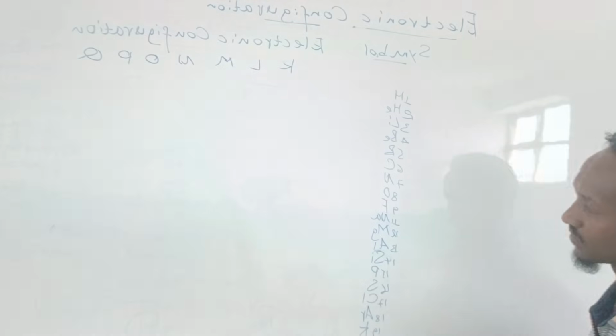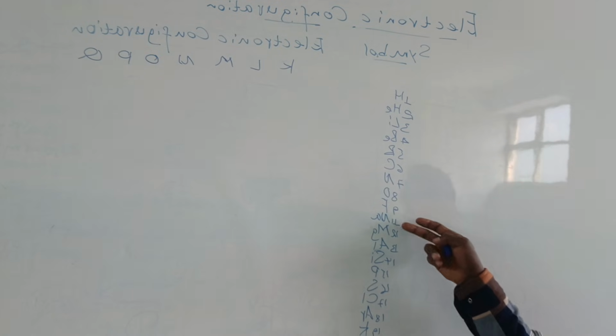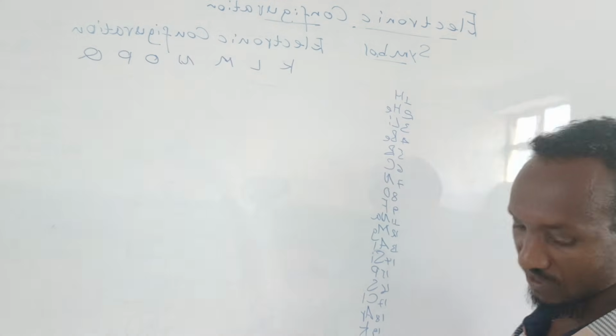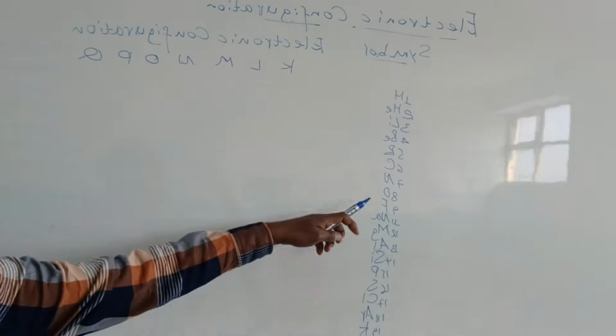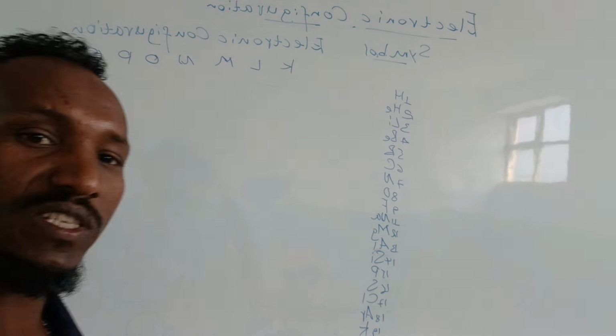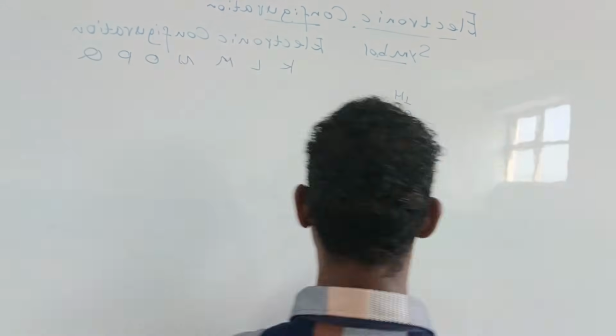These are the first 20 elements. There is another element that is found between fluorine and sodium. This is known as the first 20 elements. And how can we draw their electronic configurations using their atomic number?